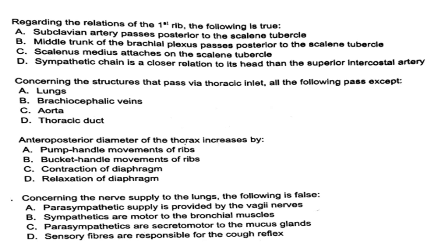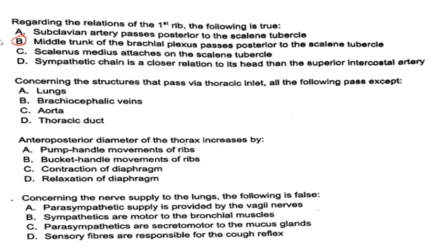Regarding the relations of the first rib, the following is true. A. Subclavian artery passes posterior to the scalene tubercle. B. Middle trunk of the brachial plexus passes posterior to the scalene tubercle. C. Scalenus medius attaches on the scalene tubercle. D. Sympathetic chain is closer to its head than the superior intercostal artery. So the answer here is: the middle trunk of the brachial plexus passes posterior to the scalene tubercle.